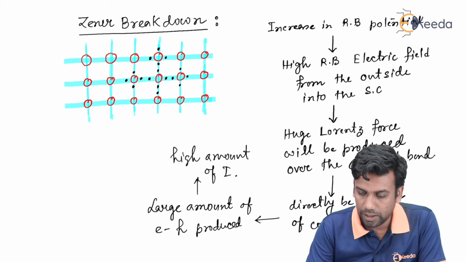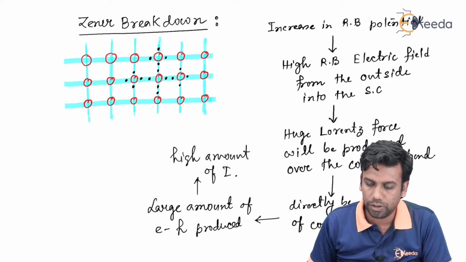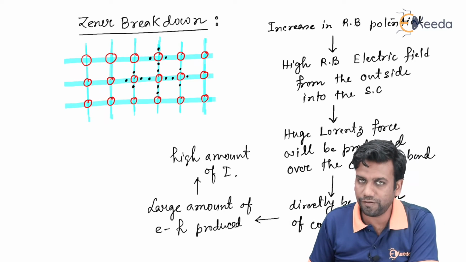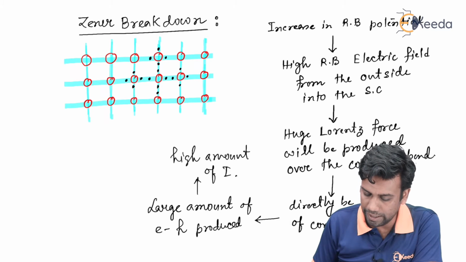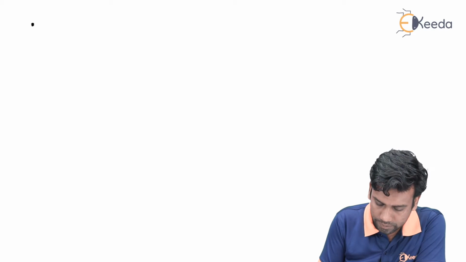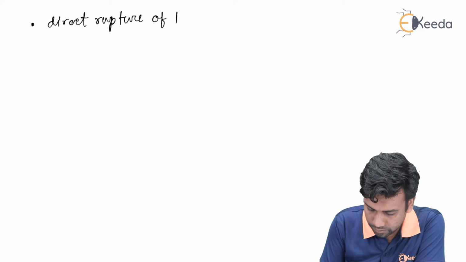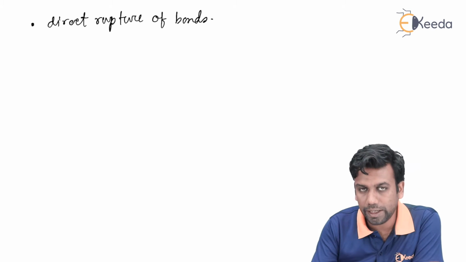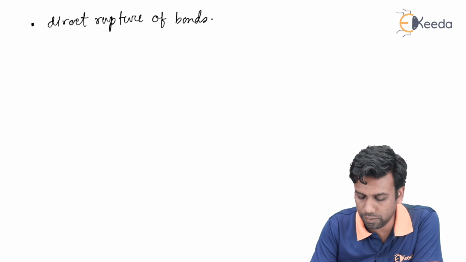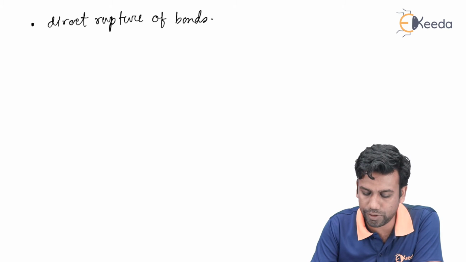Now, in the Zener breakdown, there are some facts related to it. The first fact of the Zener breakdown is that Zener breakdown means direct rupture of bonds, because in the GATE examination they can give you direct questions like this. Zener breakdown means dash, that is the direct rupture of bonds.